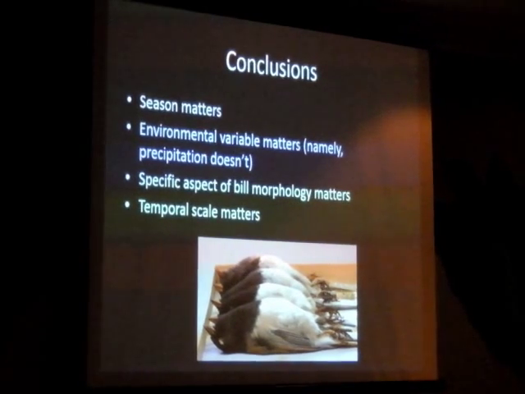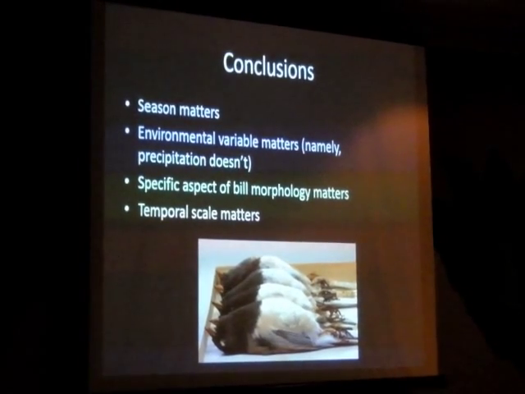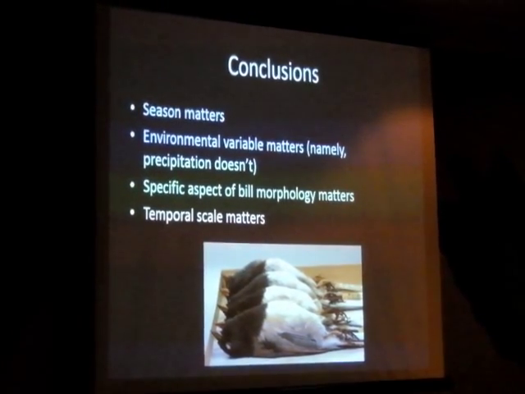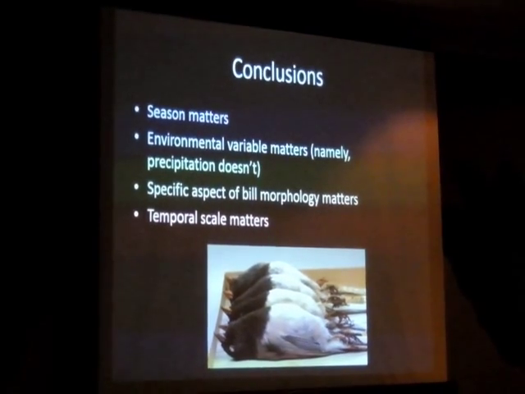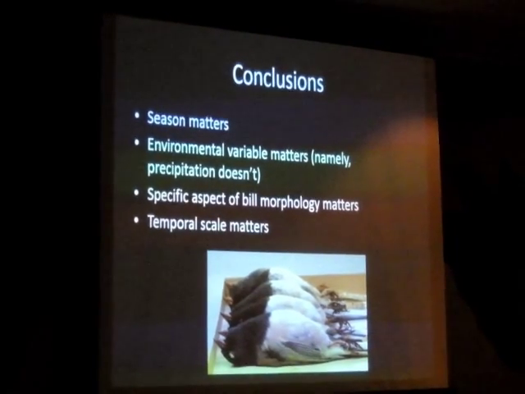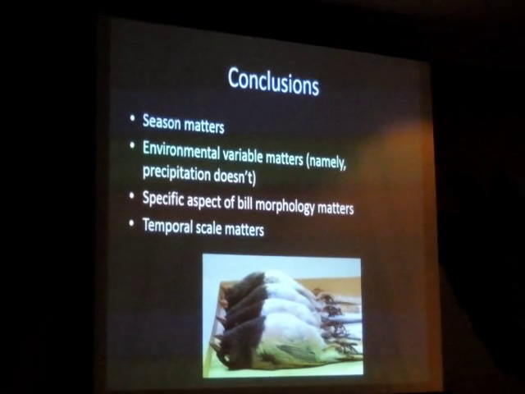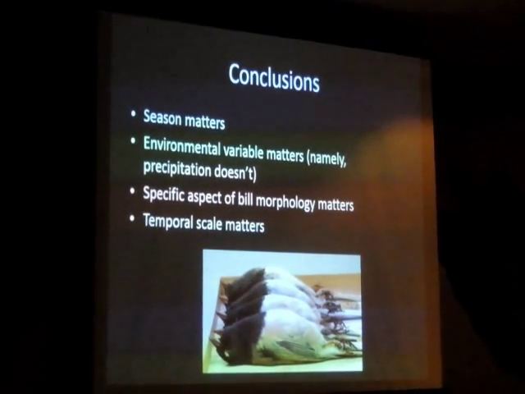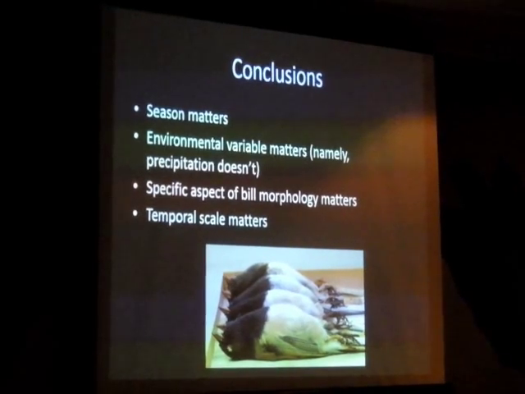Environmental variable matters. Probably no one is surprised to learn that precipitation and temperature are not the same thing, but there you go, they're not the same thing. The specific aspect that you're looking at of bill morphology matters. So even given something that you might think is a single trait, these different components of it do respond to different pressures. And then finally, temporal scale does matter. Again, we see different relationships at different temporal scales.